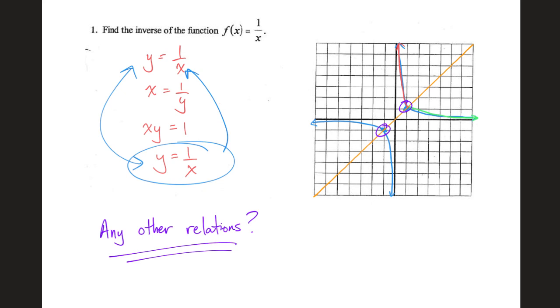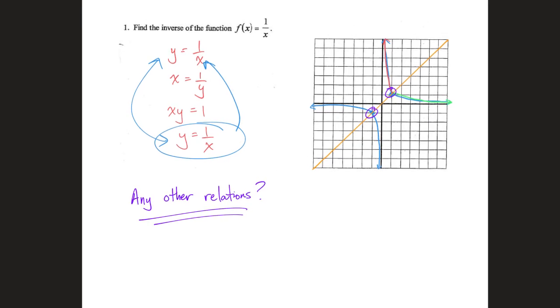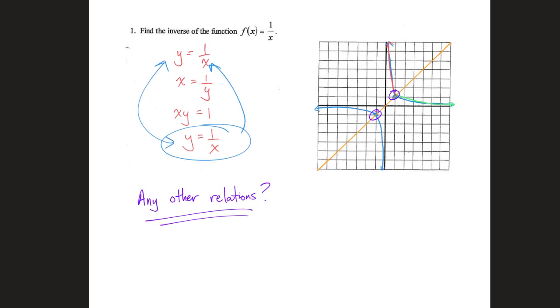Okay, on the bottom of that page, I just snuck in one other question to just ask, can you think of any other relations where if you took the inverse of it, we would get the same graph? Well, a couple things that might come to mind. Let's go with our most basic. What about y equals x? Even look back up onto that grid. My orange line is y equals x. If I interchange, then I get x equals y. Those are the same function.